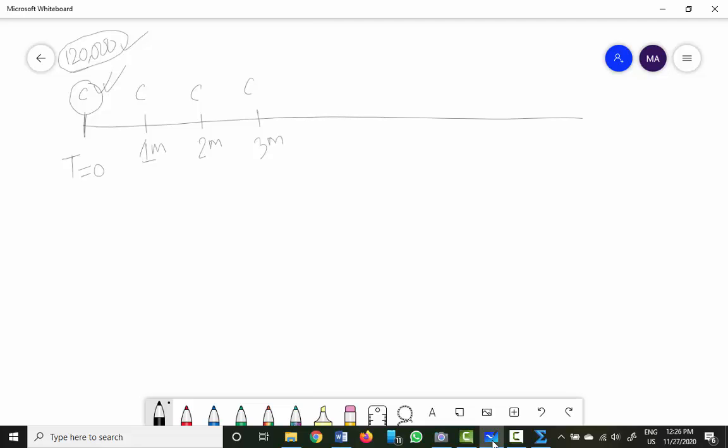Since you have borrowed 120,000 taka today from the company to buy the phone, and today itself you are paying C amount of cash flow to the company, the loan amount should be considered as 120,000 taka minus C. This is the loan amount which you need to pay off by monthly installments, right?